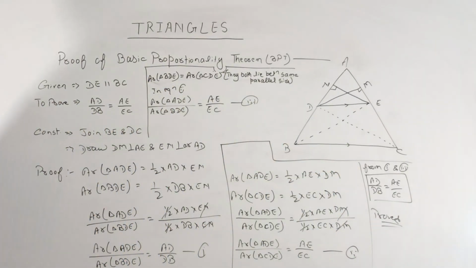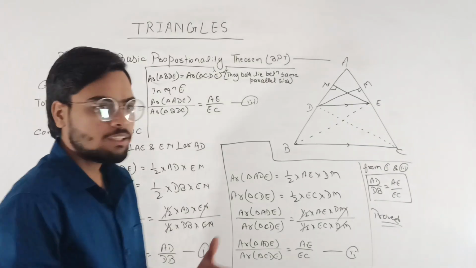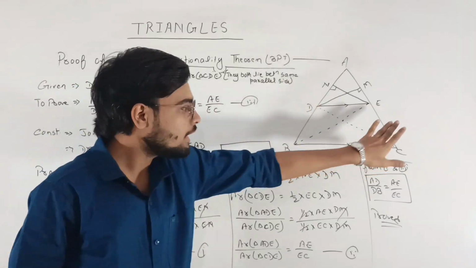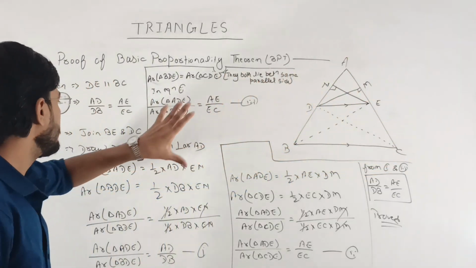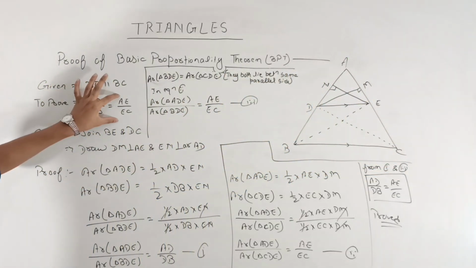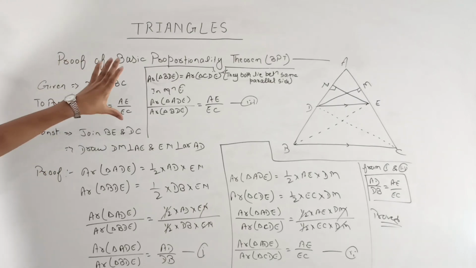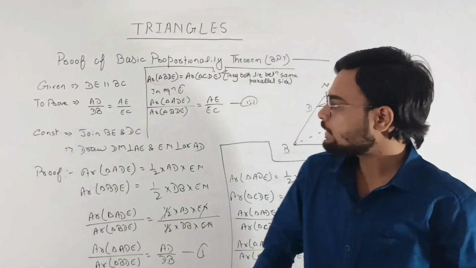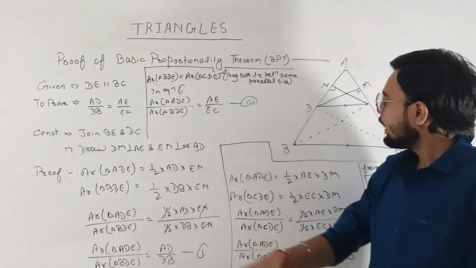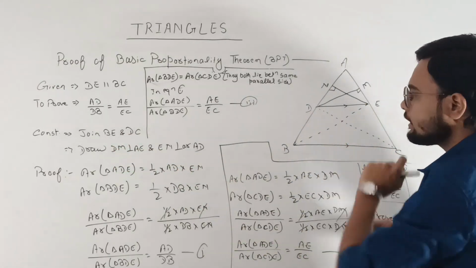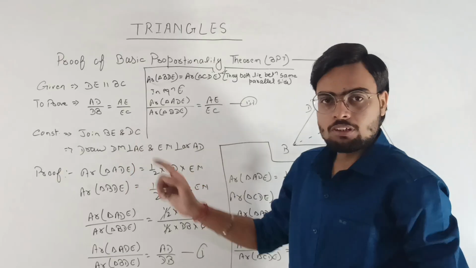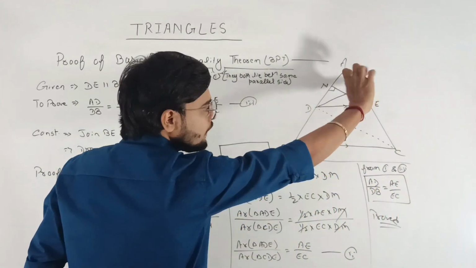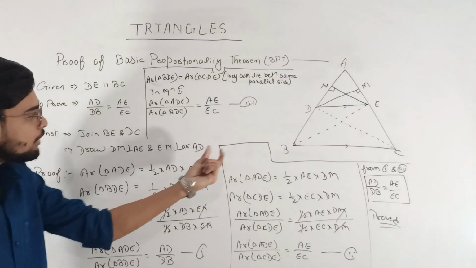Let's see one more time what I do. We have to prove that this line DE, which is parallel to BC, divides AB side and AC side in the same ratio. Which means we have to prove AD upon DB is equal to AE upon EC. We have given DE parallel to BC. Now I do some construction. First I join BE and DC. Then after I draw one perpendicular, which is DM perpendicular to AE, and EN perpendicular to AD.